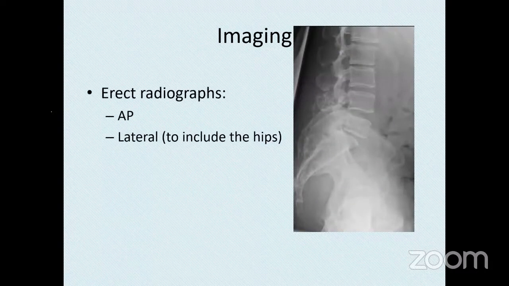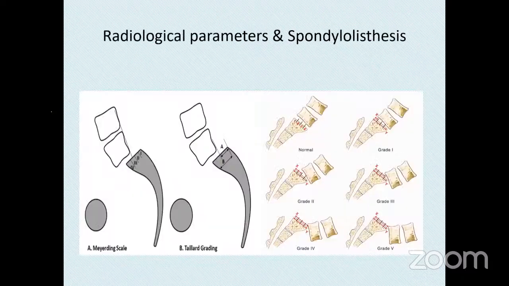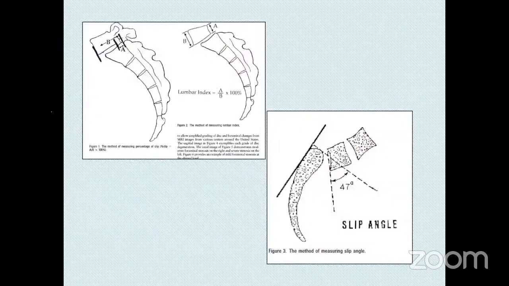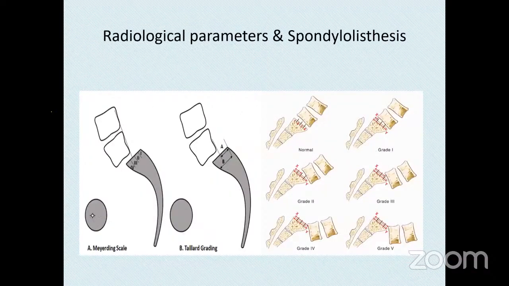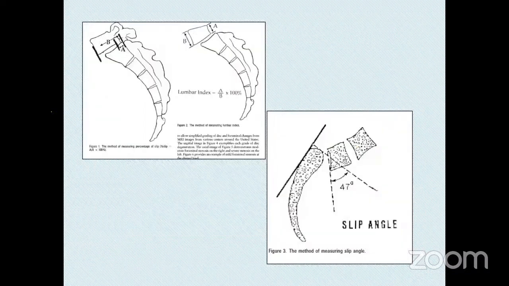So what all we need to do is X-ray, MRI, CT, and then grade the listhesis, Meyerding grades or Taillard's grading, and by this, then we calculate what is the... Sorry, so you divide the sacrum into 4 parts, and depending on whether the listhesis is in the first 25%, that is grade 1, between 25 and 50, grade 2, more than 50, grade 3, more than 75, grade 4, and beyond that, it is grade 5 listhesis. Similarly, one more important thing is the slip angle.